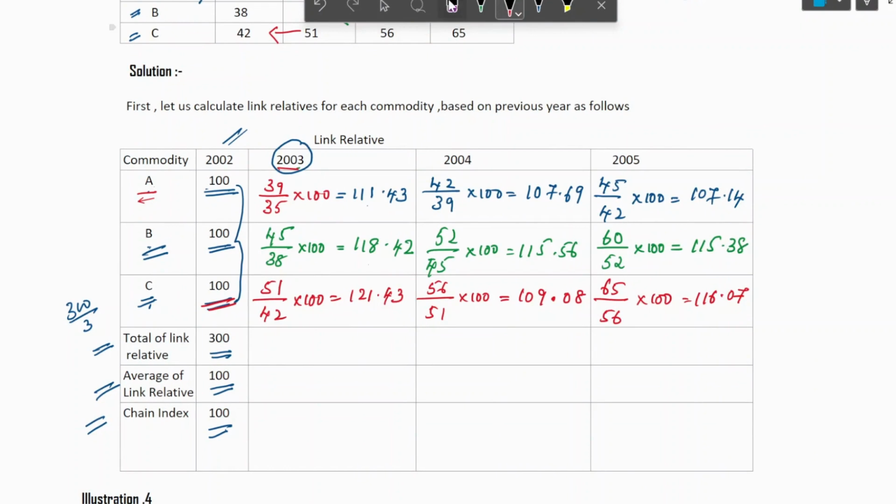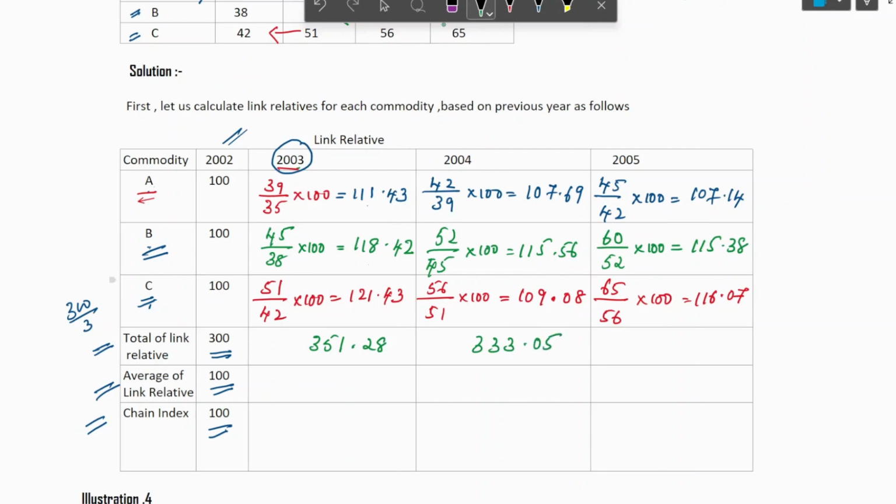Now see here, how did I calculate 300 here? That means I just added these values, right? 100 plus 100 plus 100. In the same way, for 2003 the link relatives you will add. That means here 111.43, 118.42, 121.43. You are going to add these values. You are going to get 351.28.